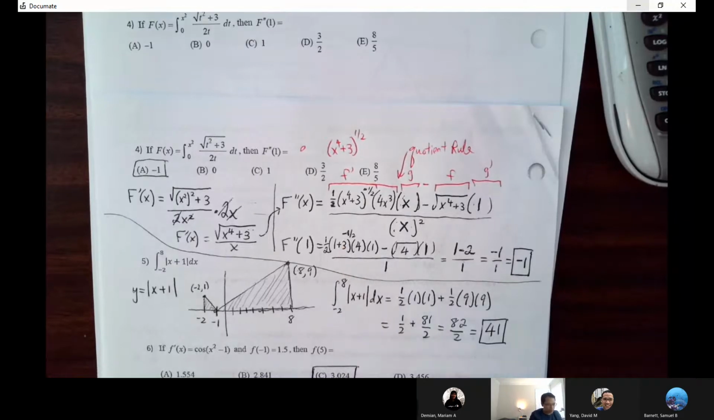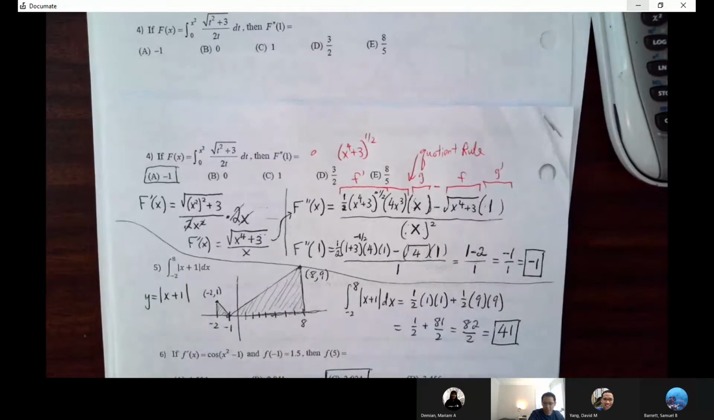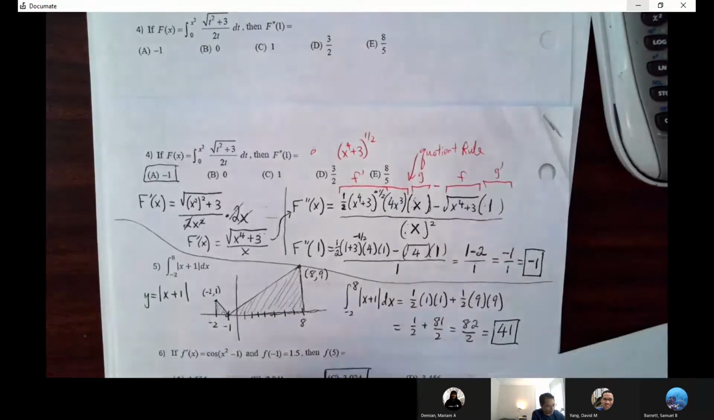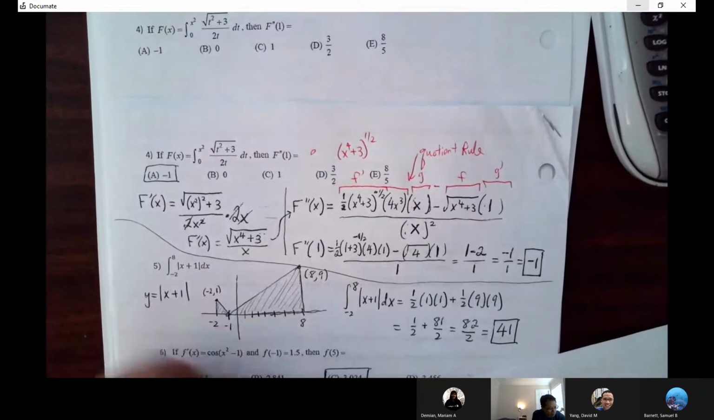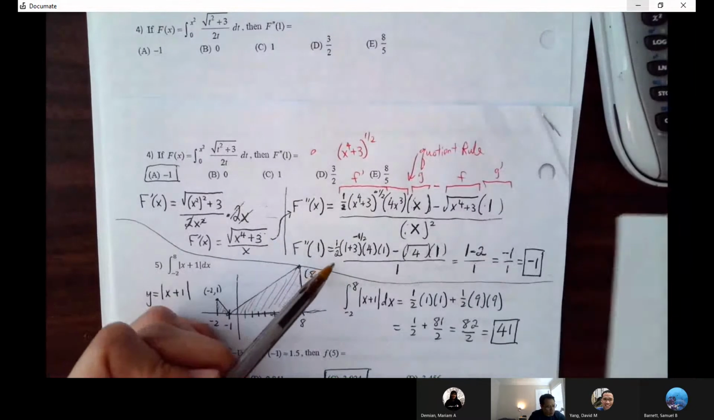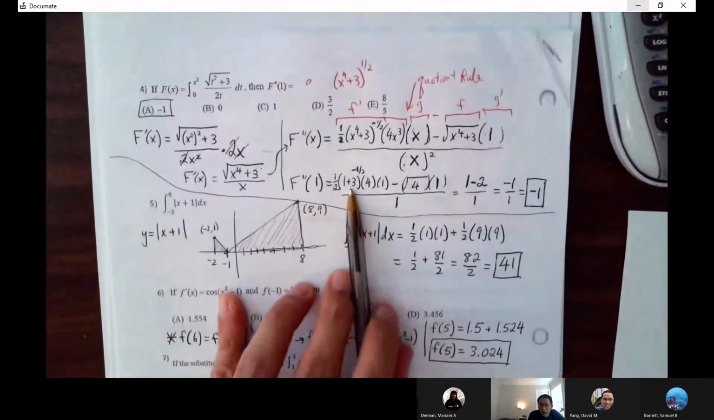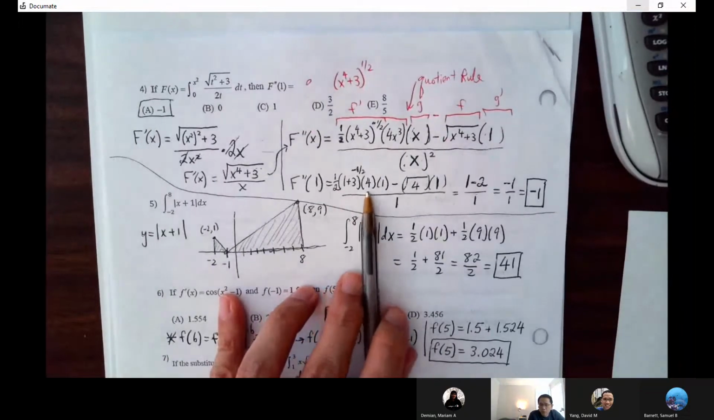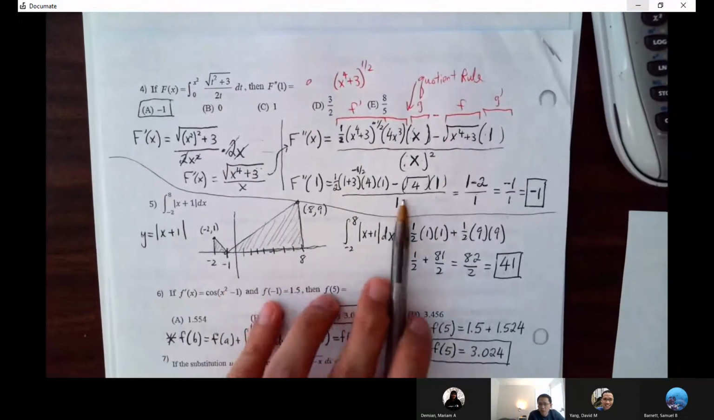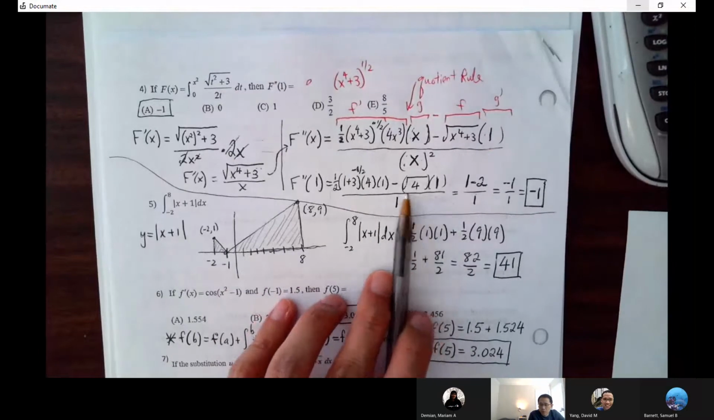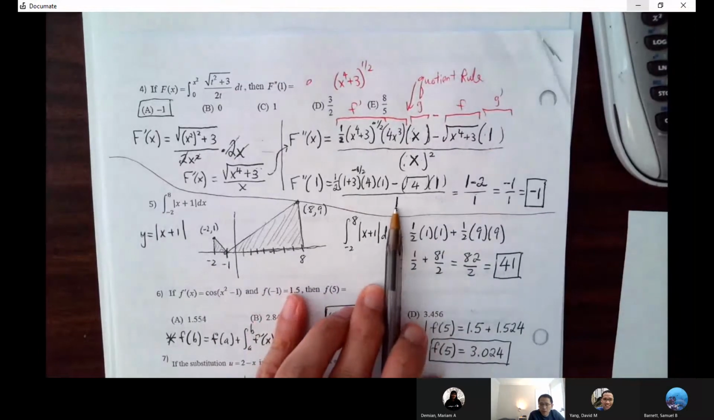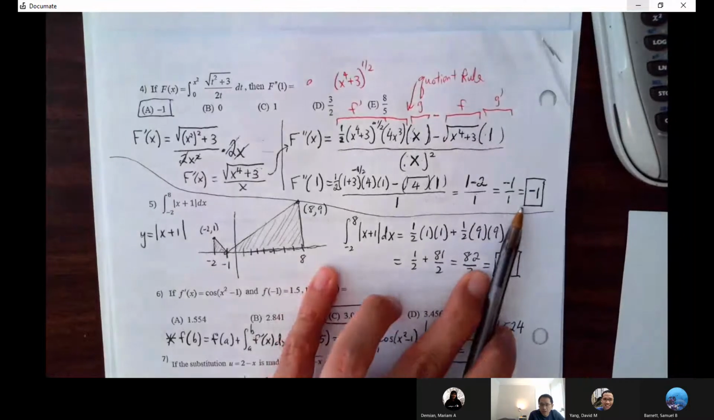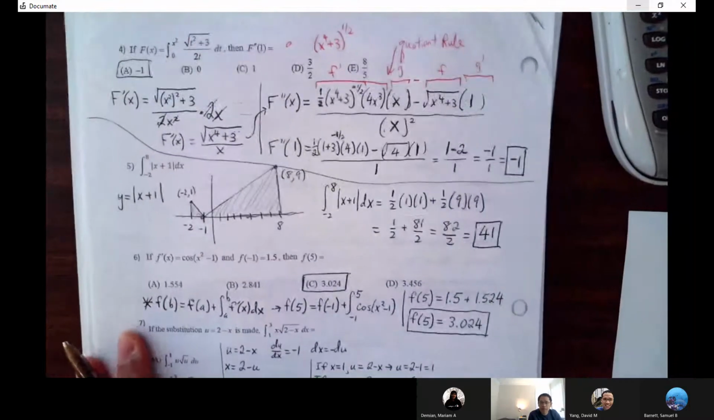Is that right? Let's see. Yeah, so this is 4 to negative 1/2, which is 1/2. So 1/2 times 1/2 is 1/4. 1/4 times 4 is just 1. Yeah, so this whole thing is just 1. 1 minus 4 is 2. 1 minus 2 is negative 1, all over 1. So my result is just negative 1.